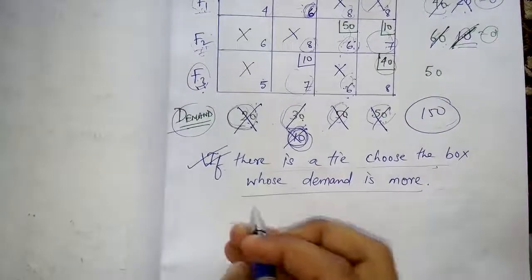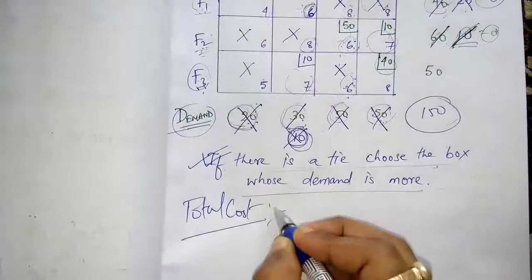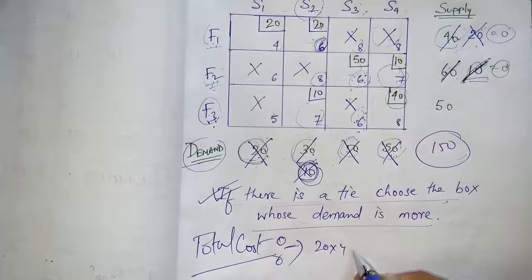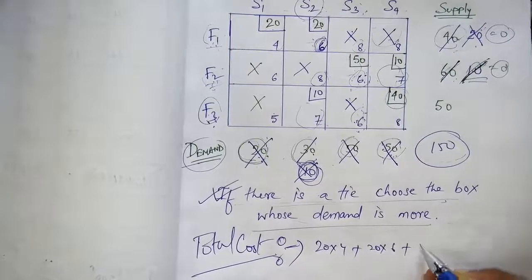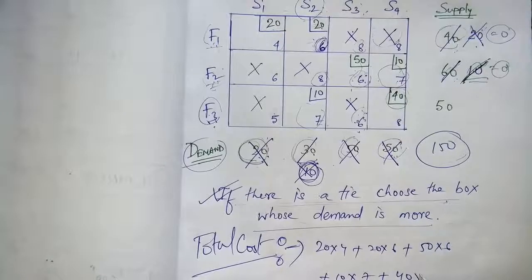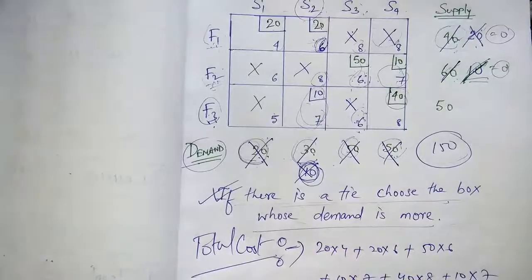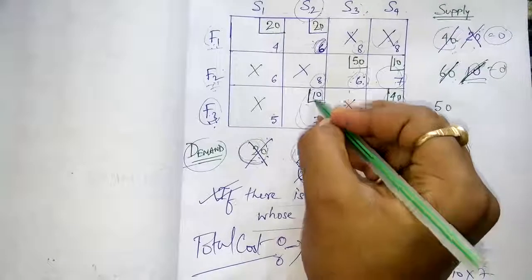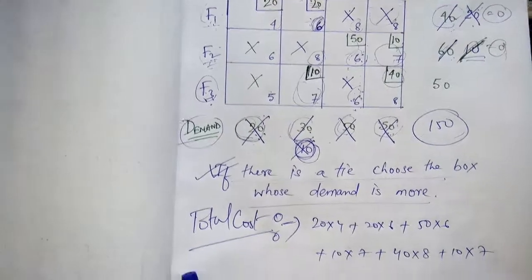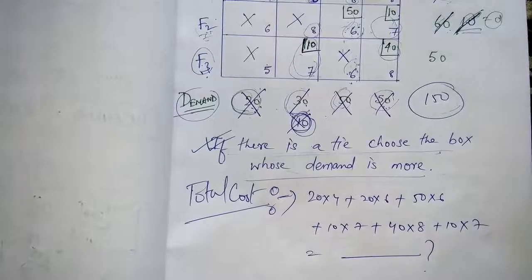Now you have to find the total cost. What is the total cost? Again same: 20 into 4 plus 20 into 6 plus 50 into 6 plus 10 into 7 plus 40 into 8 plus 10 into 7. This one. Okay. Let me do this with the green pen. Okay. Now whatever the value is, you calculate it at your home.